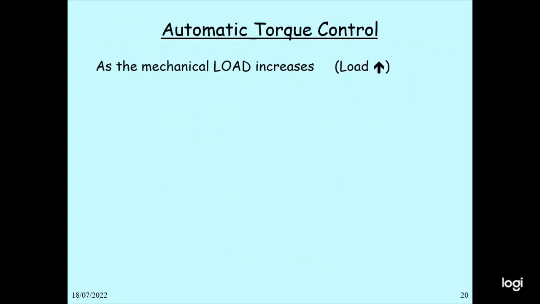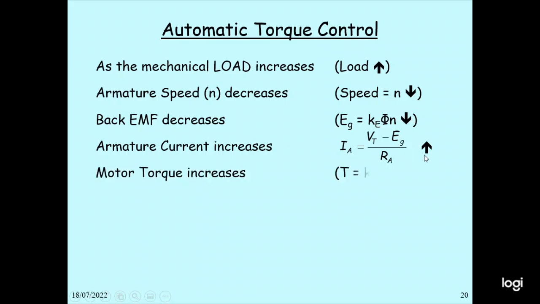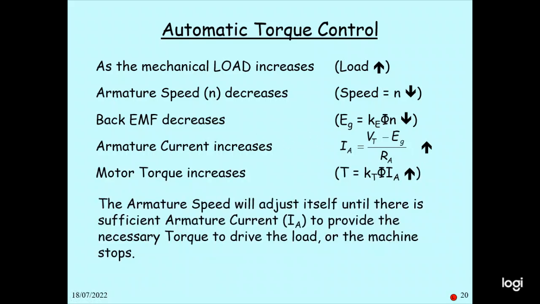Automatic torque control: as the mechanical load increases, armature speed decreases. So the back EMF decreases, since Eg equals Ke φ N. In this case, armature current increases because Ia equals (Vd minus Eg) divided by Ra. So when the mechanical load increases, armature speed decreases, back EMF decreases, and armature current increases. Motor torque also increases because T equals Kd φ Ia. The armature speed will adjust itself until there is sufficient armature current Ia to provide the necessary torque to drive the load, or the machine stops.